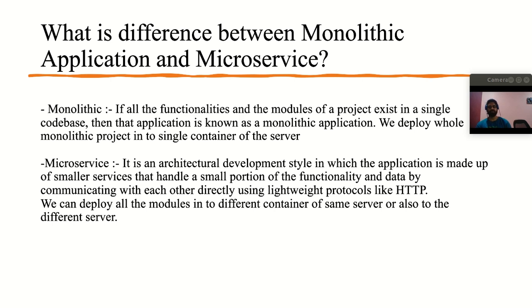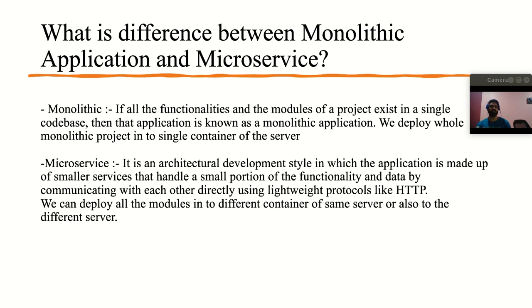But in microservice, this is not the case. It is an architectural development style in which the application is made up of smaller services that each handle a small portion. So we create a different module for different functionalities. Let's say for add to cart, we will create one separate module or microservice. For searching, we will create another microservice or component. For buy, we will create another. So for every task, a single responsibility will be given to a particular module or microservice. We break all those functionalities or components into single portions.